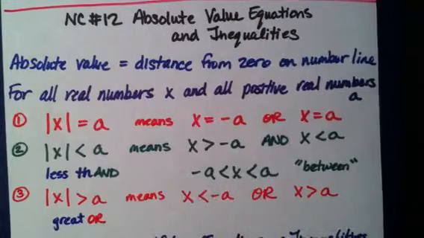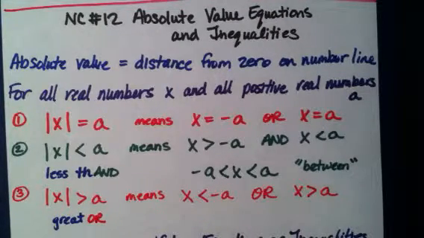On note card number 12, we covered absolute value equations and inequalities. Absolute value is the distance from 0 on the number line. For all real numbers x and all positive real numbers a, the absolute value of x equaling a means that x equals negative a or x equals positive a. If we have the absolute value of x is less than a, that means that x is greater than negative a and x is less than a. The conjunction can also be written as negative a is less than x, which is less than a.